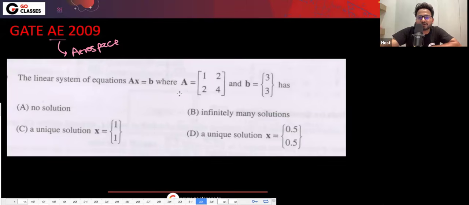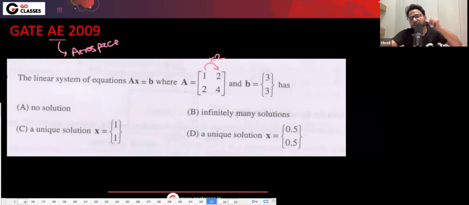The linear system of equations Ax equal to b. If you notice, this is kind of twice of this, right? Both are linearly dependent columns. And b is something very different. b is not 1, 2.